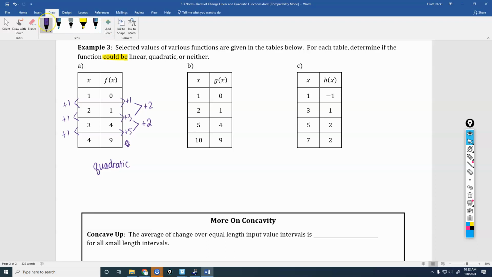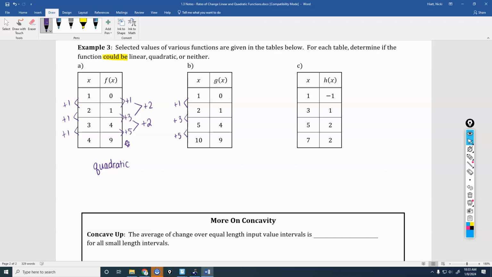All right, so let's keep going. This next one, our x values do not increase by a constant number, so we have to pay attention to that. So we're going up by 1 here, we're going up by 3 here, and we're going up by 5 here.